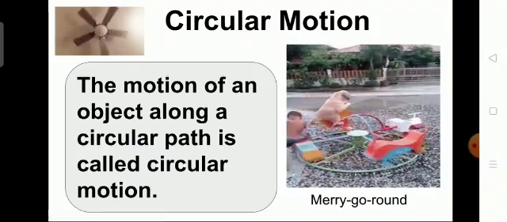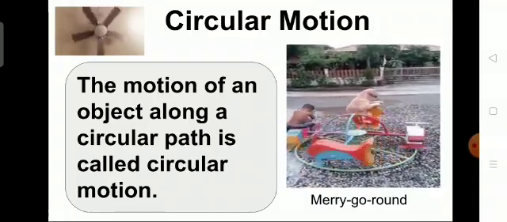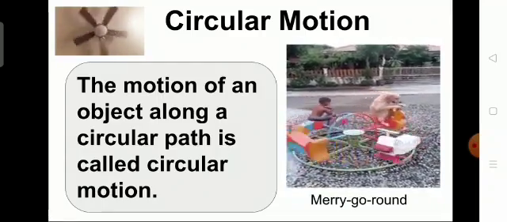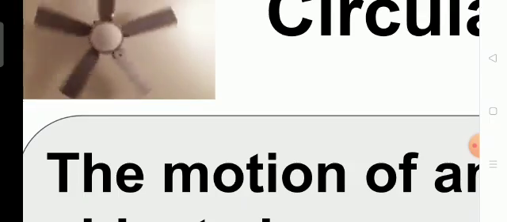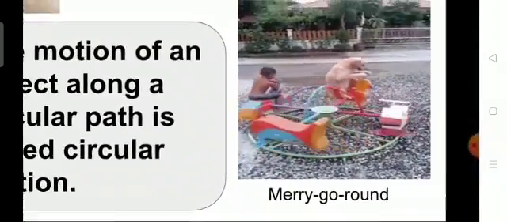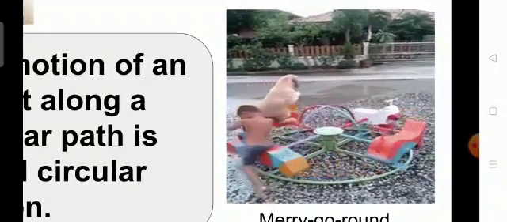In your room, you can see many objects, or at least one object, that is a fan, that moves in a circular path. As you can see, the fan is moving in a circular path, so this is an example of circular motion. Also, the motion of a merry-go-round. As you can see in this picture, it is also an example of circular motion.